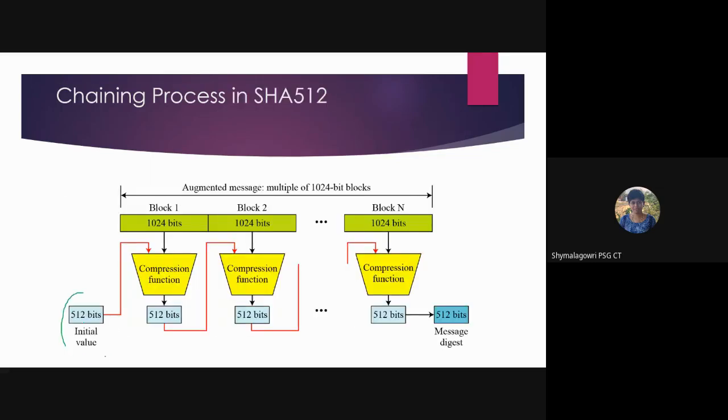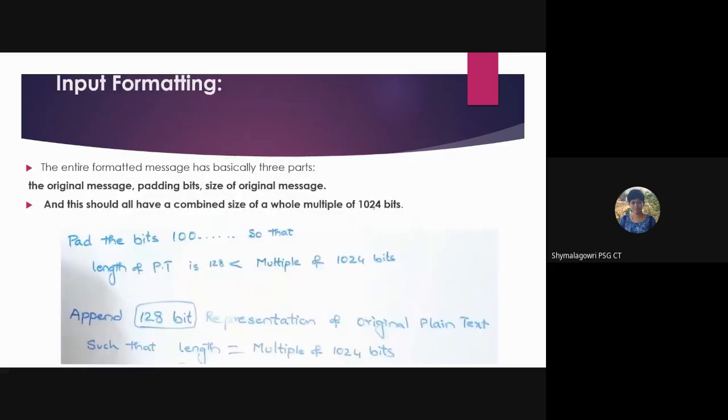We take a 512 bit initial value, we process the first block, and we get the intermediate result. This intermediate result is given to the next block, to the compression function, and the block produces the next intermediate result, and so on until we have processed the last block. This is our entire message, and we have divided the message into chunks of 1024 bits each block. So totally there are n blocks, and we are going to process that. We will see how we are going to process.